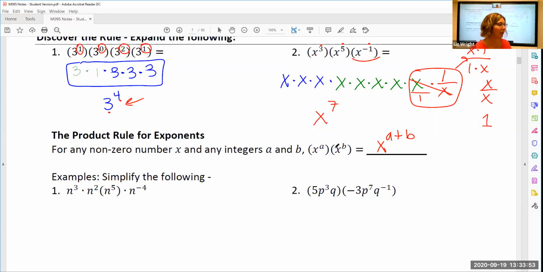So we can use it as long as our bases are exactly the same, like up here we were dealing with 3s all the way across, and here we were dealing with x's all the way across.